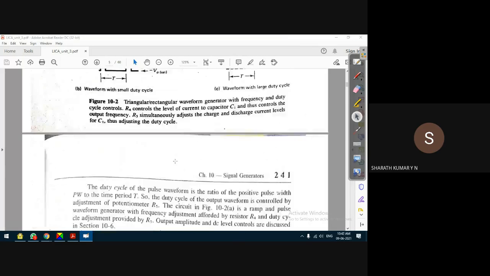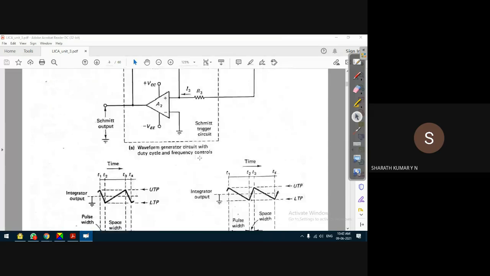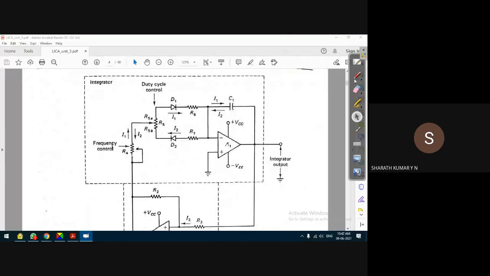Okay. But R6 and R7 should be equal. Why? Because this charging cycle time should be equal to discharging cycle time. That means, of course, this current I1 is charging and current I2 is discharging, for a given fixed value of R4 and R5. This I1 and I2 should be equal.